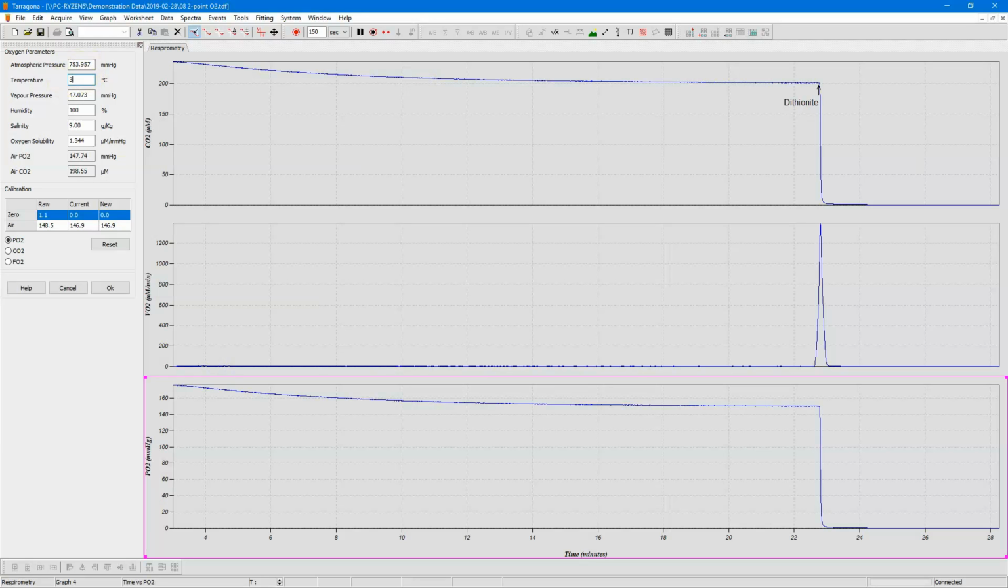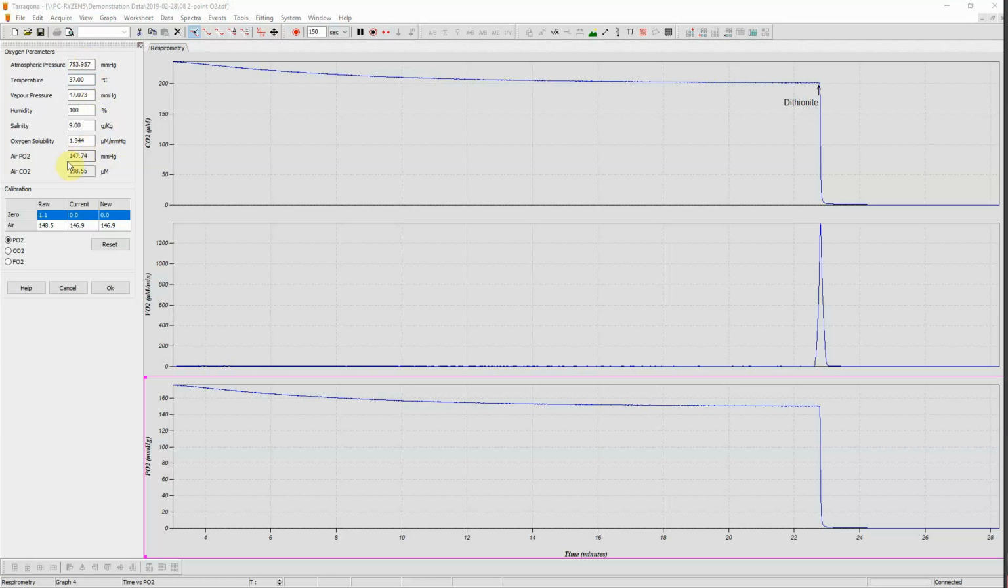If I enter 30 and press enter, this will be the vapor pressure. I'm working at 37 degrees, so I enter 37, and this is my vapor pressure. The air PO2 is going to be the vapor pressure times the humidity subtracted from the atmospheric pressure, and then multiplied by 20.9% for the fraction of oxygen in air, and that gives the air PO2. Note, to get the air PO2 you need the humidity. When working in aqueous solution it's very easy because the humidity is 100%.